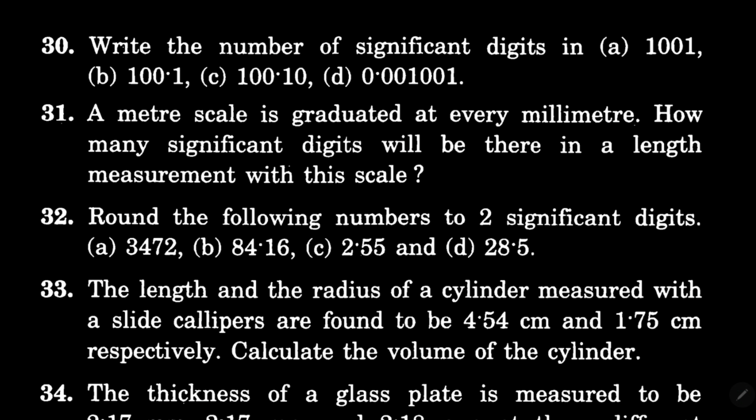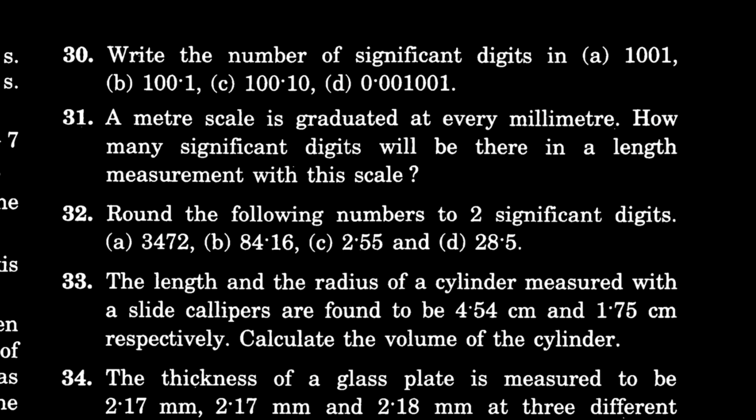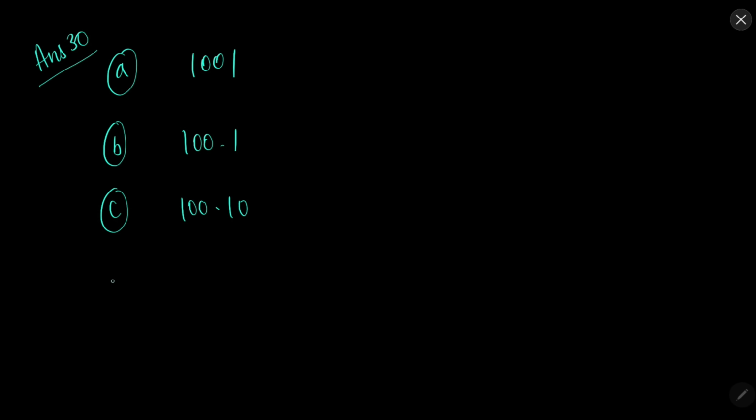In question 30, we need to find the number of significant digits in ABCD. First is 1001, second is 100.1, third is 100.10, fourth is 0.001001. So here we have 4 significant digits because all the values between two non-zero values are significant, and obviously non-zero values are all significant.